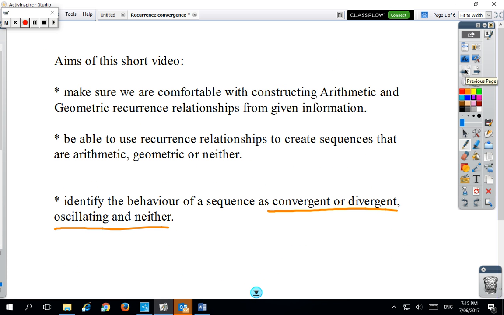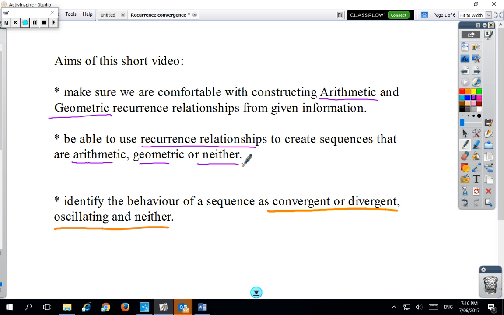We've constructed some arithmetic and some geometric recurrence relationships from given information. We've used those recurrence relationships plus one really ugly one, because all of the ones earlier on were arithmetic or geometric, and the last one was definitely neither.